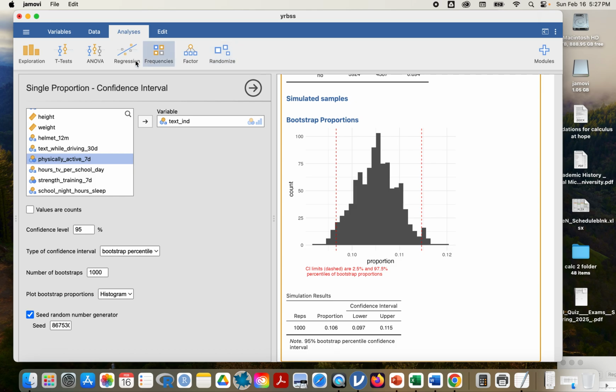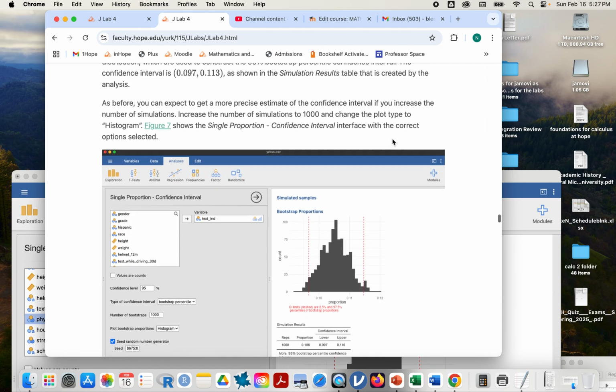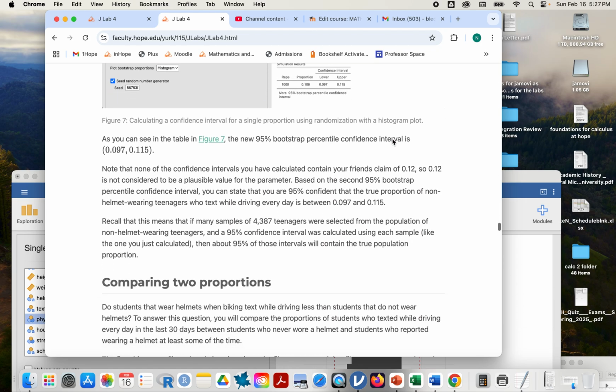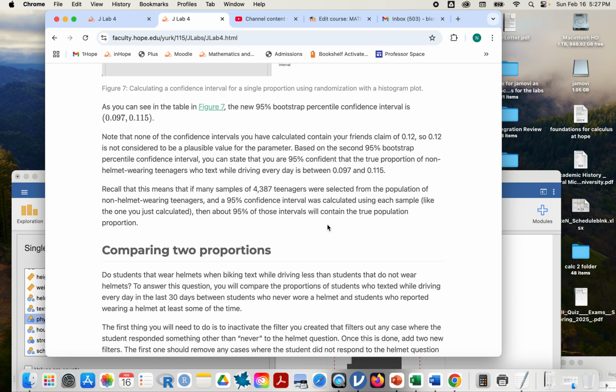All right. Let me go back here. We've got the 95% confidence interval. Good. We're not at the spot where we can talk about two proportions yet. All right.